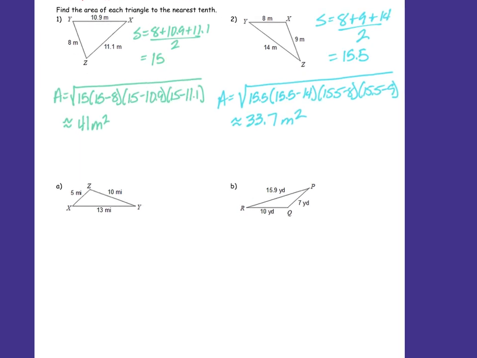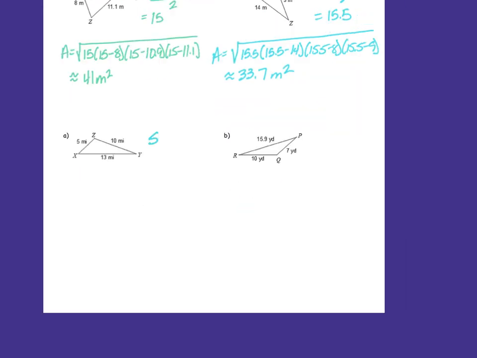Okay. So now the first one. S is going to be 5 plus 10 plus 13 divided by 2. So that equals 14. So I get the square root of 14 times 1 times 4 times 9, right? I didn't write it out because I just did it in my head. 14 minus 13 is 1. 14 minus 10 is 4. 14 minus 5 is 9. Put it into your calculator. Area is approximately equal to 22.4 miles squared.